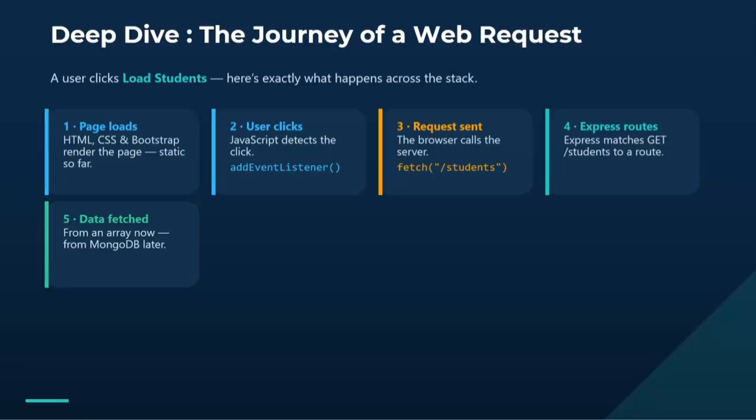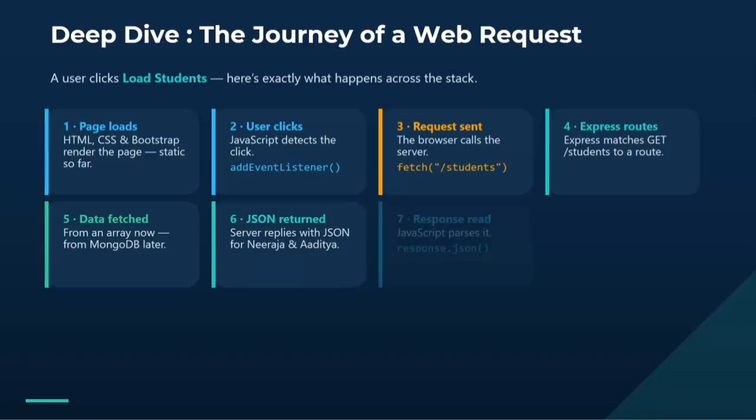During today's live coding demonstration, we'll simply return an array. In a real application, Express would instead query MongoDB. MongoDB searches the students collection and returns the matching documents. JSON is ideal because it is lightweight, human readable, and JavaScript can process it immediately. The response travels back across the network to the browser.